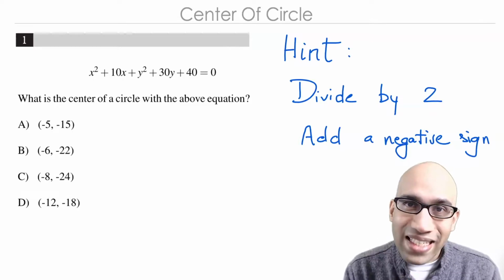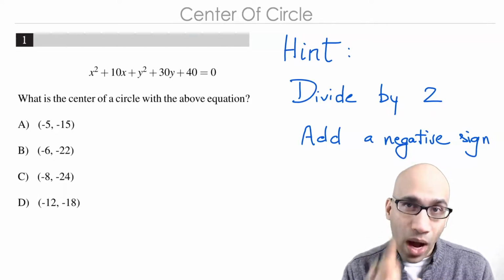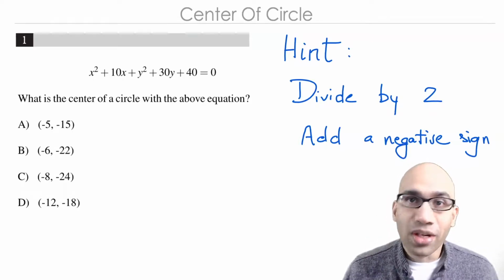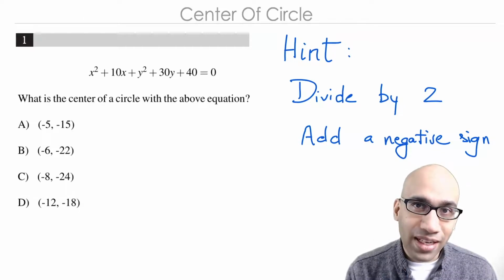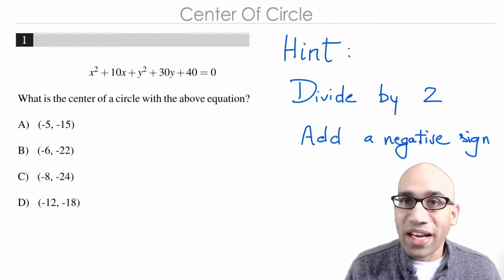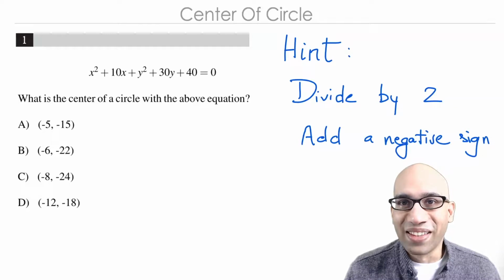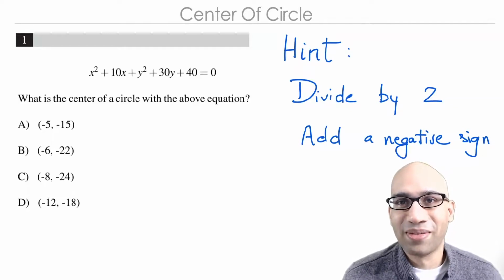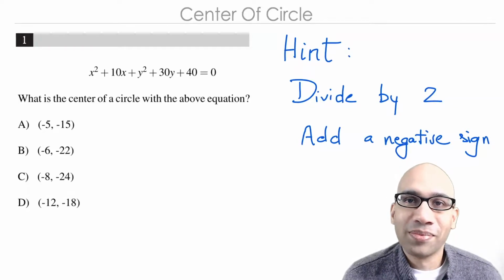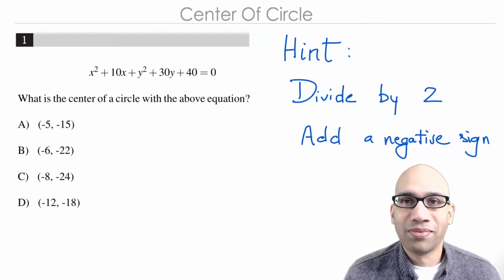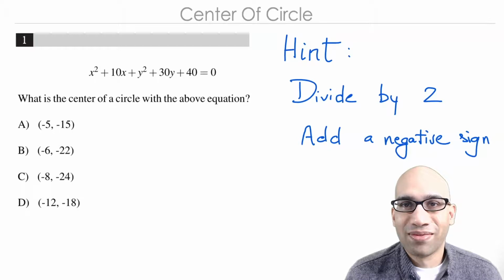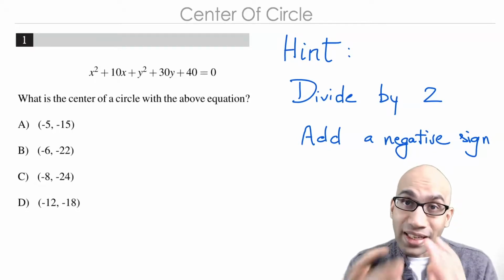Now you try this problem. Use the exact same idea: identify the x and the y coefficients. The hint is right over here. Divide by 2, add a negative sign, and find the answer. I'll be waiting here for a few seconds. Hopefully you got the answer.